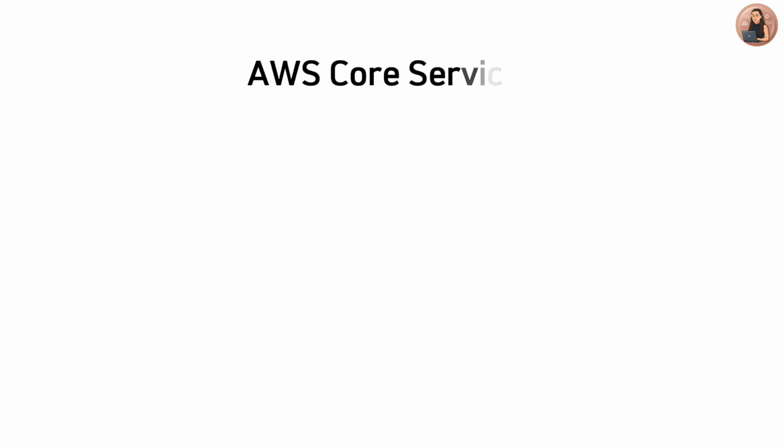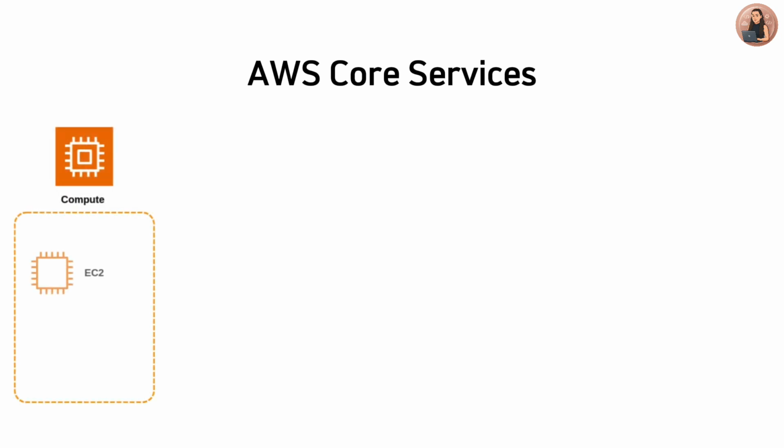Let's meet the stars of the AWS show, the services you will actually use. 1. Compute. Running stuff. This is basically the engine behind your app. The go-to service here is EC2, Elastic Compute Cloud. Think of it like renting a computer in the cloud. Pick how powerful you want it, what OS you want, Linux or Windows, and how long you need it.